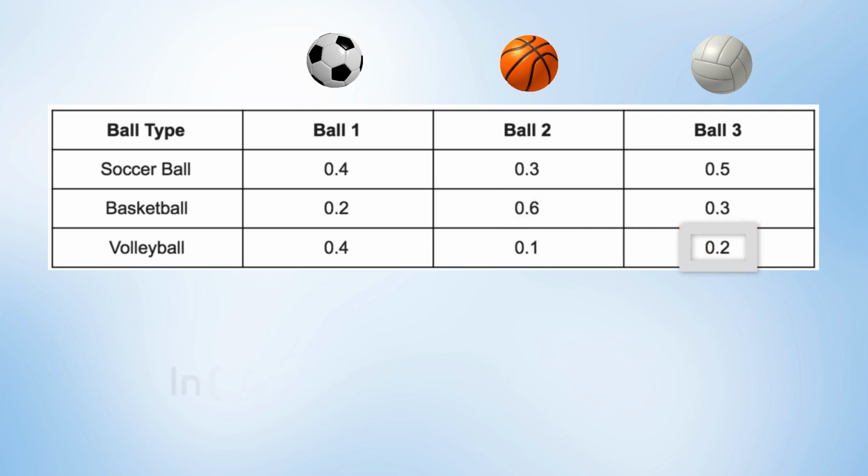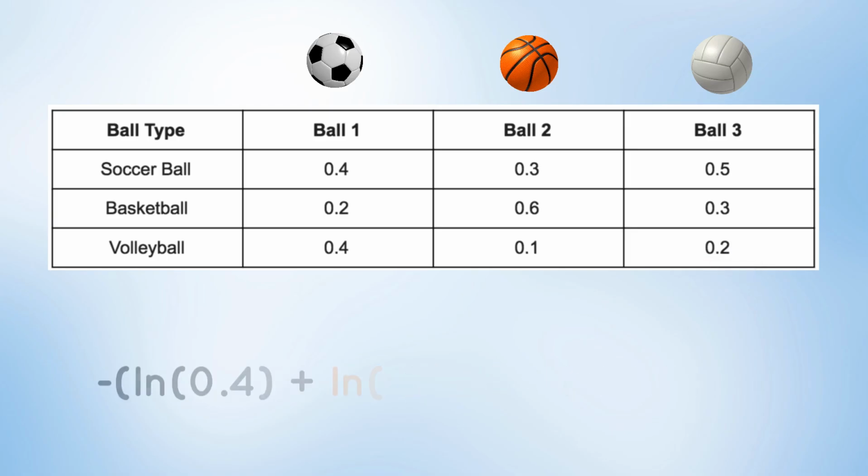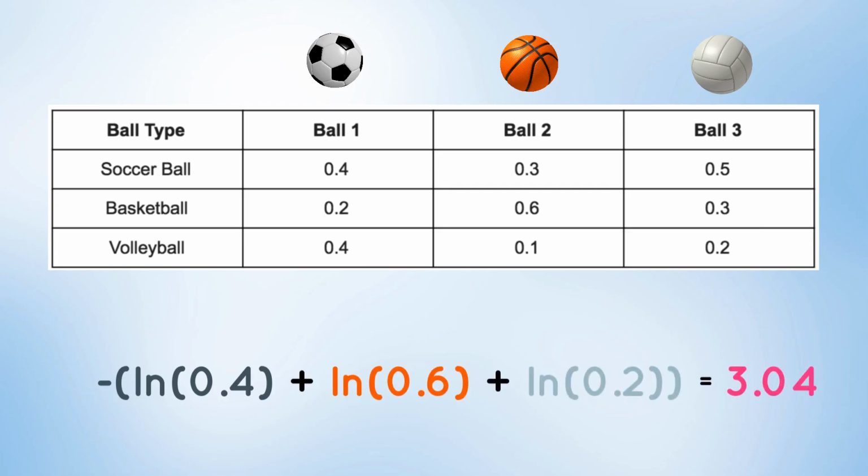We'll take the ln of 0.2, the ln of the prediction of it actually being a volleyball according to our model. We'll add everything up, and don't forget we always take the negative, and thus obtain a cross entropy of 3.04. And just like before, the higher the cross entropy value, the higher the error. This is very similar to how we did it for binary classification, except now instead of using binary cross entropy, we're making use of categorical cross entropy.